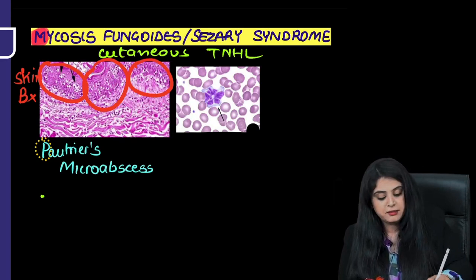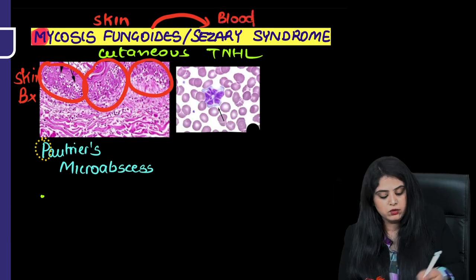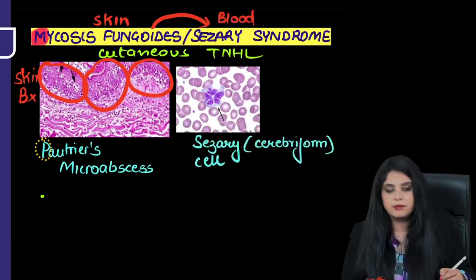Also, if this mycosis fungoides, which was in the skin, decides that I want to now go into the blood, I want to go and spill over into the blood, so what do you call it? You call them tongue twister.